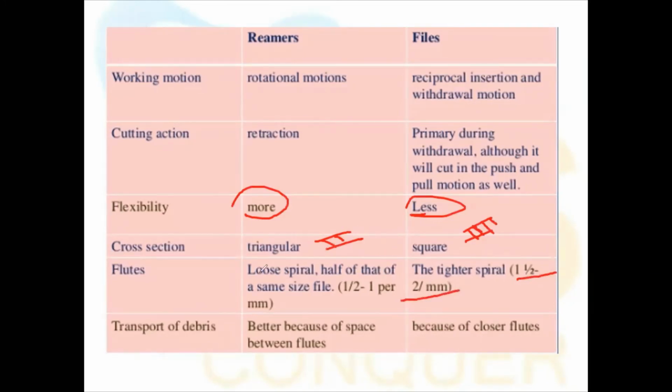To simplify it, we can say that in reamer, flutes are loosely arranged, whereas in files, flutes are tightly arranged. Because of the loose arrangement of flutes in reamer, there will be abundant space between the flutes that helps in removal of debris, that prevents the apical extrusion of debris beyond the foramen. But in files, as there is less space between the flutes because of their closer arrangement, there will be more apical extrusion of debris. These are all the basic differences between the reamers and the files.